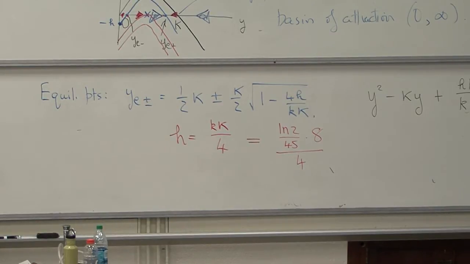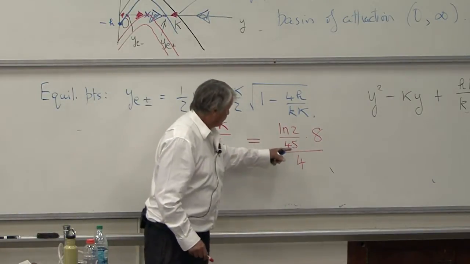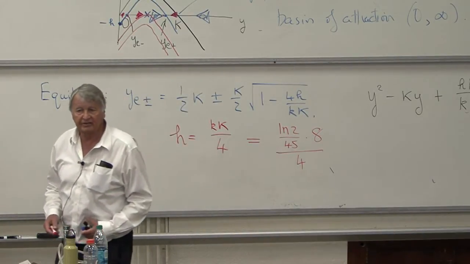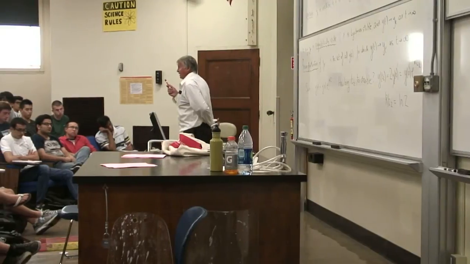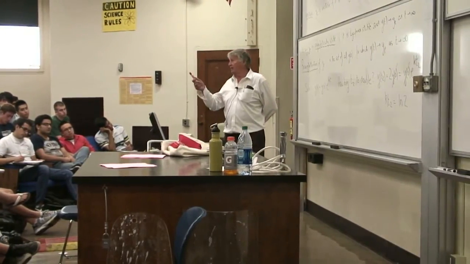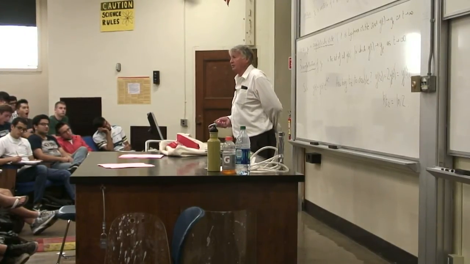4 into 8 is 2. So I have 2 log 2, which is 0.69 or 0.7, so that's 1.4 over 45 of a million. Our unit is a million. So we're talking about 30,000. So if you had an emigration from Ireland of 30,000 a year, starting from 1845 on, where's the population of Ireland going to go eventually?